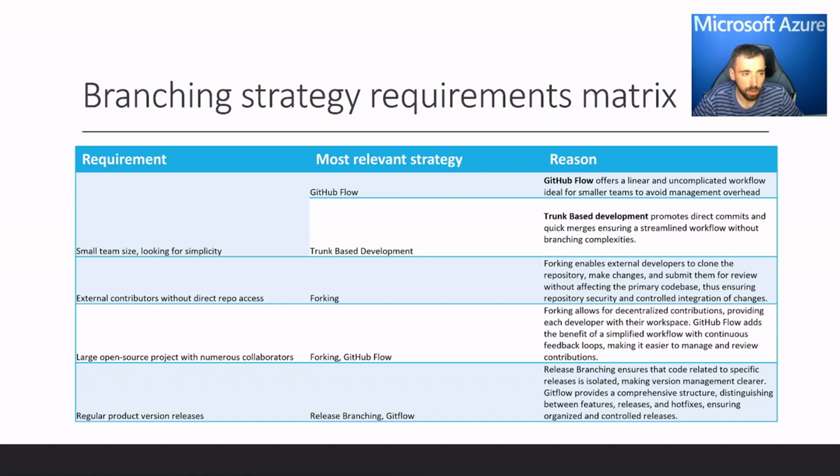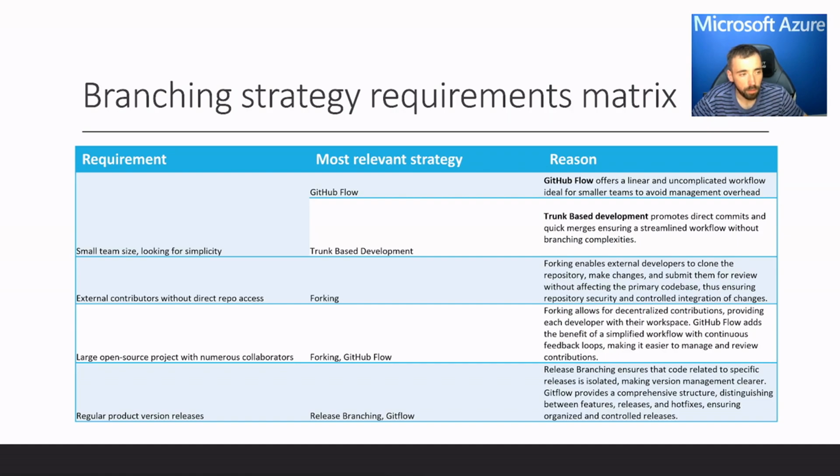External contributors without direct repo access, forking strategy for this, as I mentioned, with the example of GitHub open source projects. And then large open source projects with numerous collaborators, again, forking and Git flow. Forking allows for decentralized contributions. Git flow adds the benefit of simplified workflow with continuous feedback loops, making it easier to manage and review contributions.